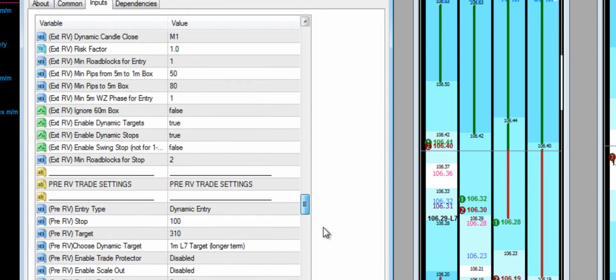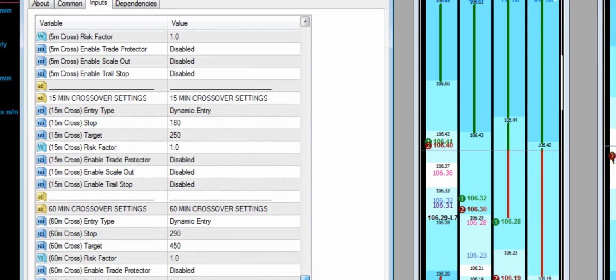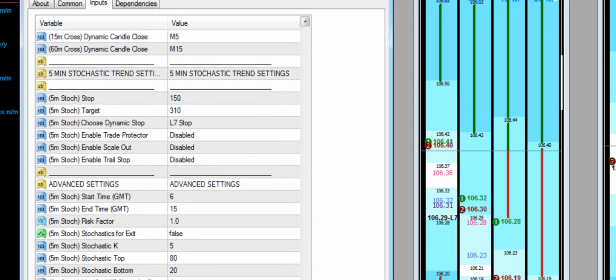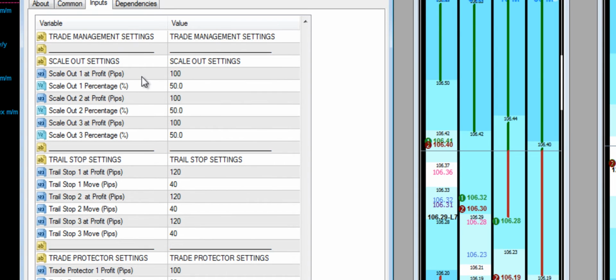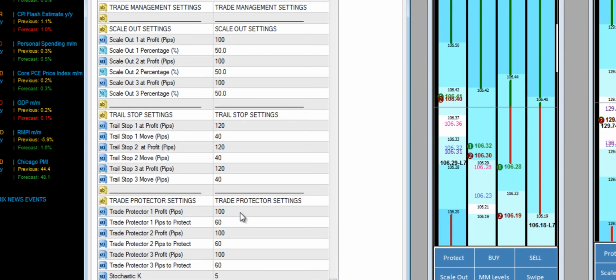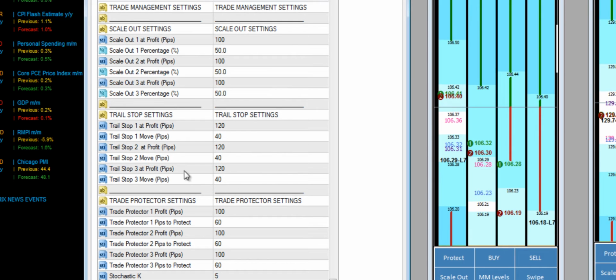You got to go down to your trade managements and until you find them. Boom. So here's your scale outs, your trail stops, and your trade protectors. So scale out 3 or trail stop 3 is right here. And they're all the same default. You can change them. So you have 3 different ones. So this is plus 12 is this trailing stop.